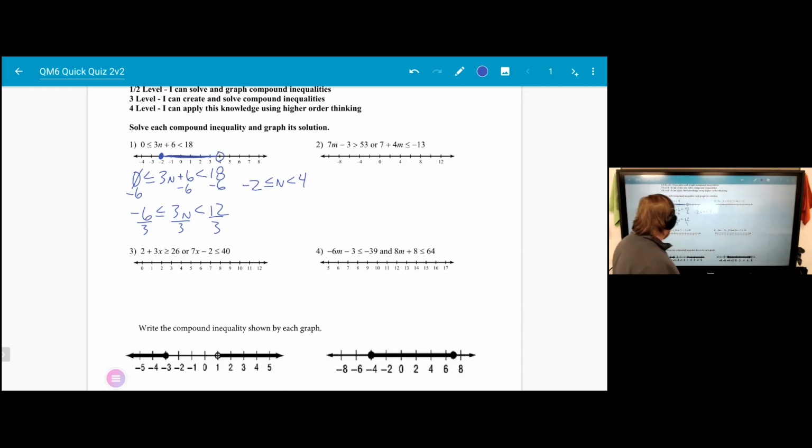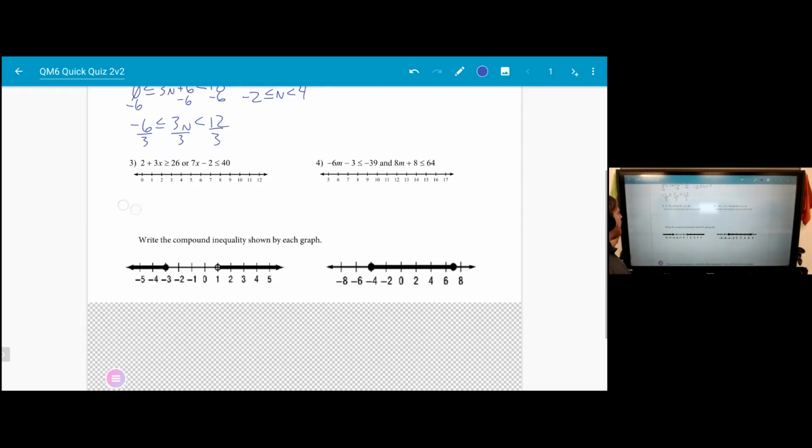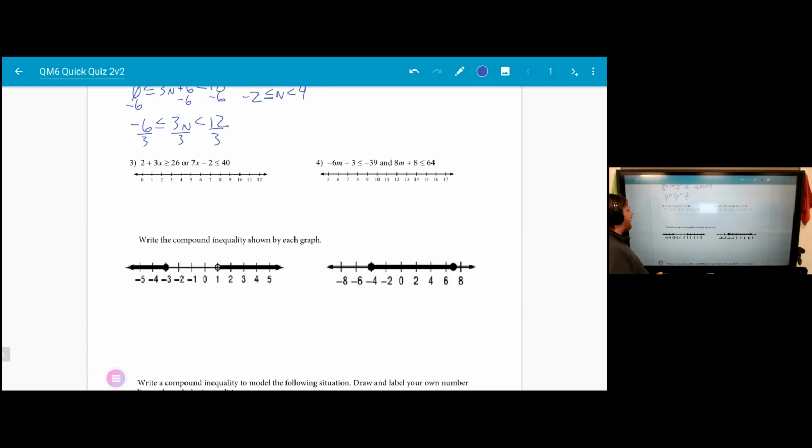All right, let's go ahead and look at number 3. Number 3 says 2 plus 3x is greater than or equal to 26, or 7x minus 2 is less than or equal to 40. We're going to treat these separately. 2 plus 3x greater than or equal to 26. Or, so I'm going to treat these separately. 7x minus 2 less than or equal to 40.